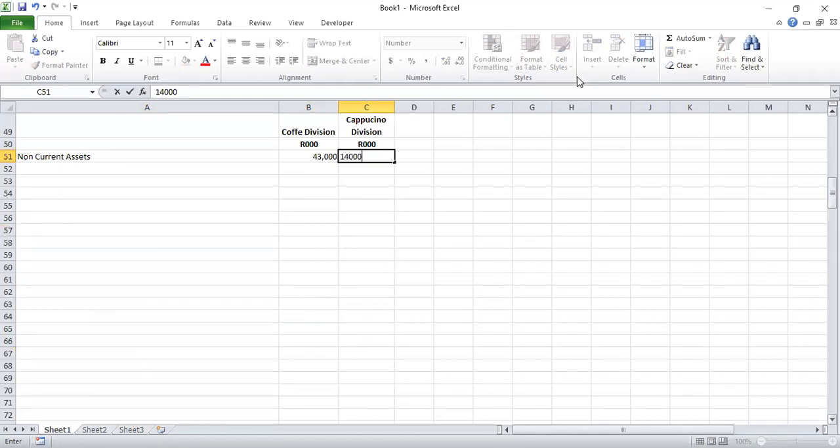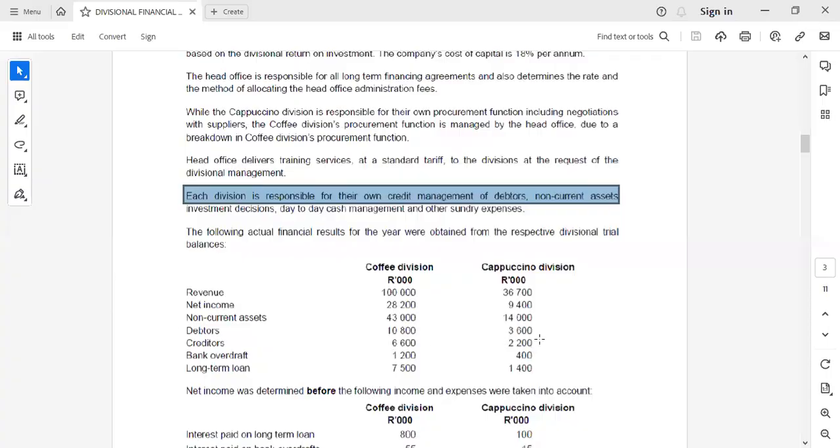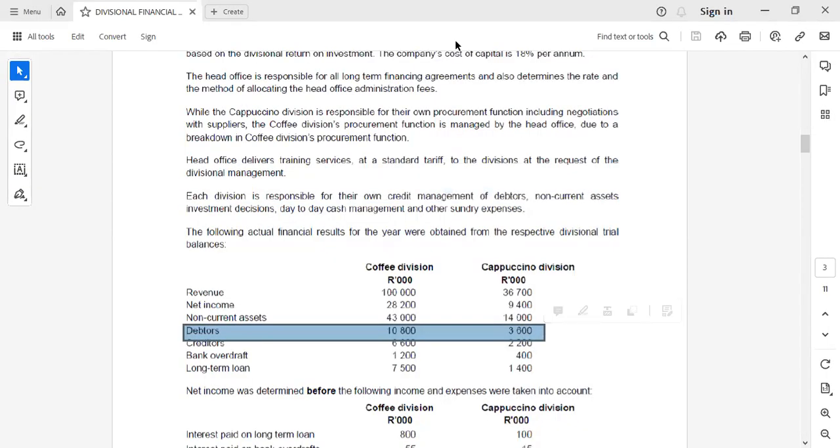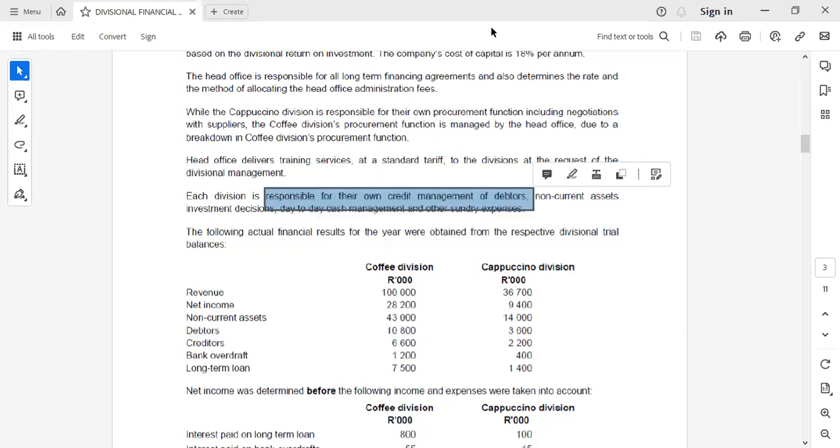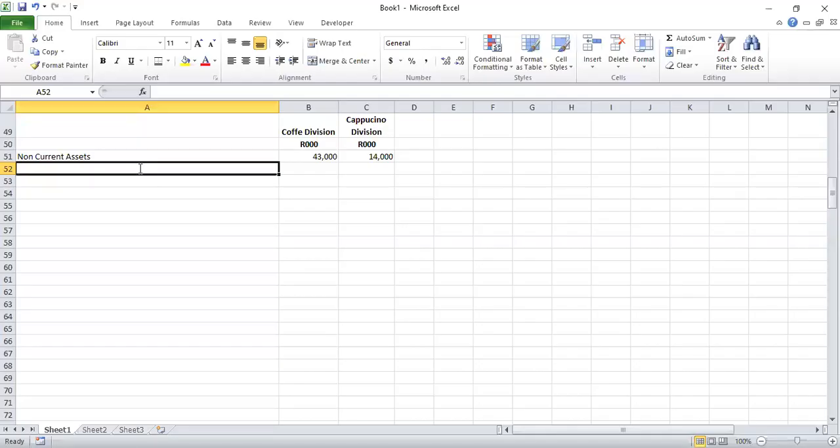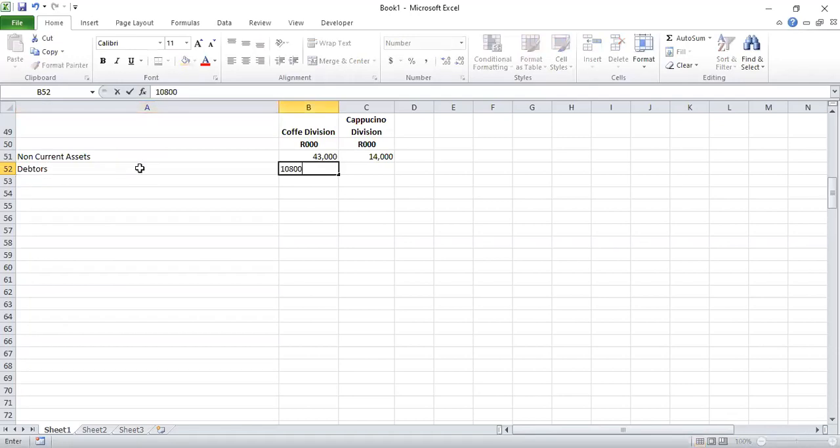Right, then we have got the debtors, 10,800 and 3,600. Before I include them, I have to show you why. We're told that they are responsible for their own credit management of debtors, so we include 10,800 and 3,600. If it's an asset, we add. If it's a liability, we subtract.